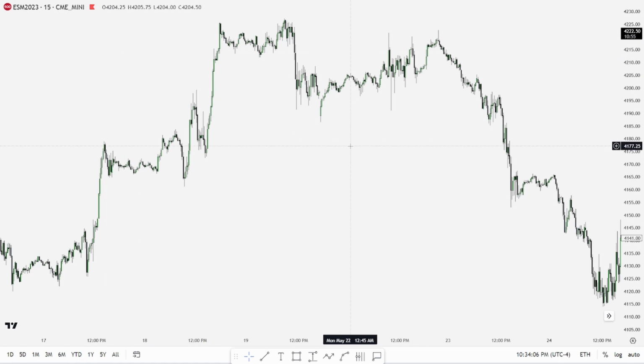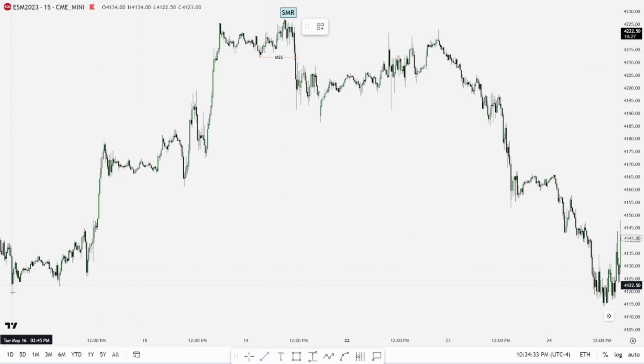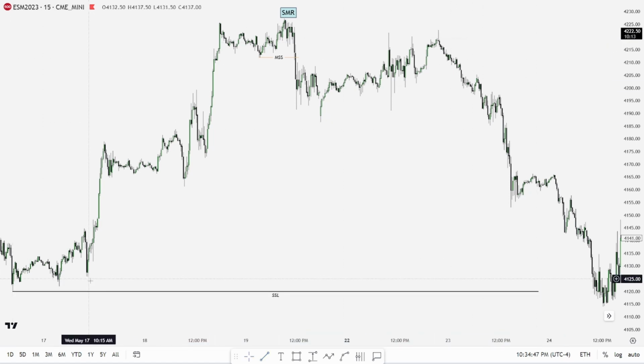So here we have the 15-minute chart, our smart money reversal taking place at the top up here, and you can see we do have a market structure shift below this low, and more obviously below this low. We have original sell side liquidity resting below the swing low here at 4 p.m. from the previous day, and we're going to use this to project how far we can get below this sell side liquidity.